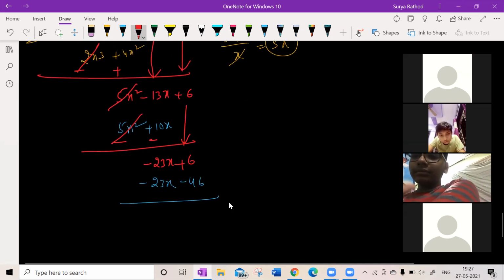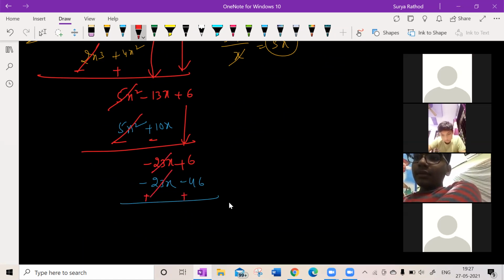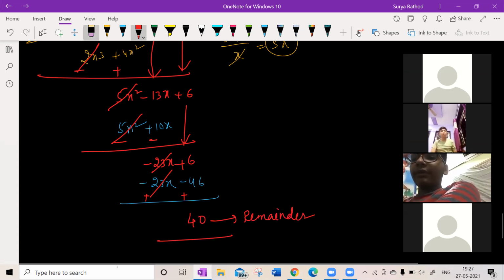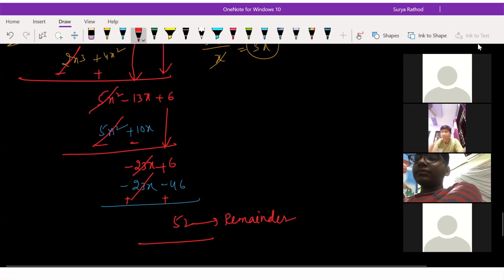Subtract now. When I'm subtracting, symbols will get changed. Plus 23 minus 23 will get cancelled. Plus 46, 52. So this is my remainder now. Sir, doubt, 52, sir? Yes, 52. My goodness, 52 is going to be my remainder. Any doubts? 52 is my remainder. So by using the long division method, my remainder was 52.